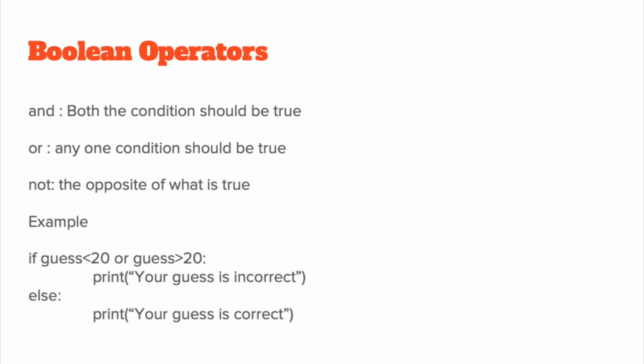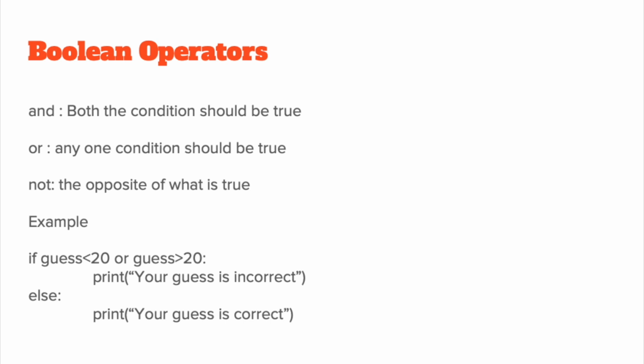Okay, let's look at Boolean operators and how these can be used with selection statements. And means both the conditions should be true, or means any one condition should be true, not means the opposite of what is true. So an example could be that if guess is less than 20 or guess is greater than 20, then you output your guess is incorrect, else your guess is correct. So we're using a Boolean operator to say that if this condition is met or this condition is met, then you output this, else you output the correct.